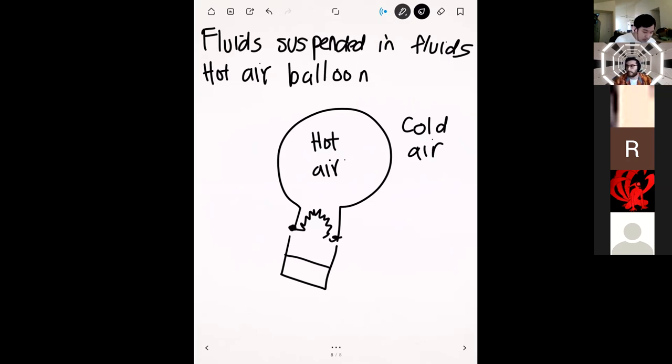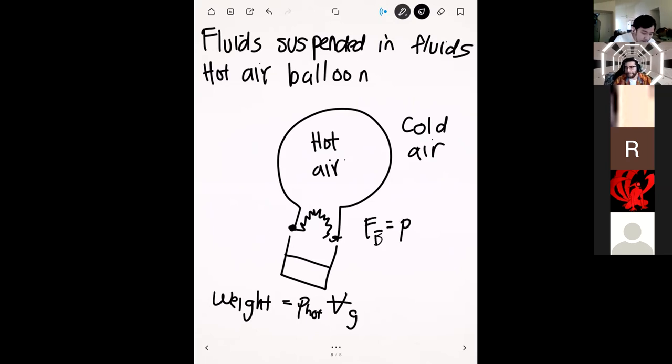And so the way that the buoyancy situation works here, what the hot air basically does is that it reduces the overall weight of the hot air balloon. The hot air balloon is trapped in a bunch of air like this, and so the weight of that air actually contributes to the weight. One thing that contributes to the weight of the hot air balloon is the density of the hot air times the volume times gravity.